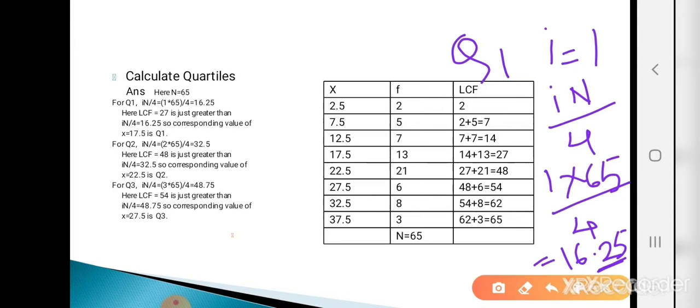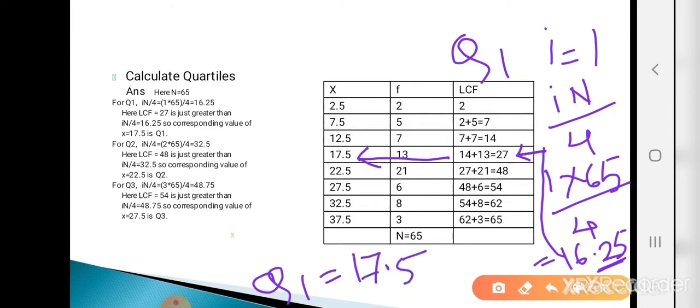Now see the LCF just greater than 16.25. So which LCF value is just greater than 16.25? Here the LCF value 27 is just greater than 16.25. So the corresponding value of X is the first quartile. So here Q1 is equal to 17.5.